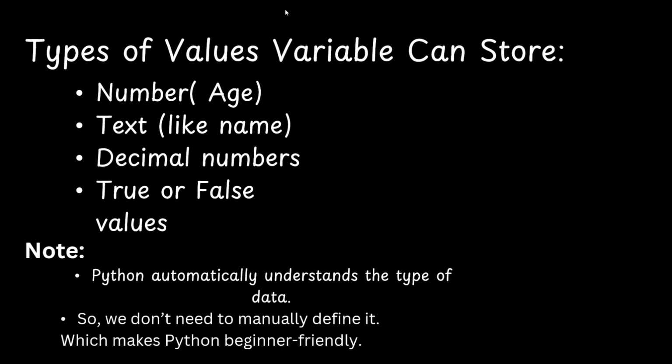The types of values a variable can store are numbers, text, decimal numbers, and true or false, like boolean values. See, Python automatically understands the type of data, so we do not need to manually define it, which makes Python beginner friendly. How to check the data type of a variable, we can see in the coming videos.